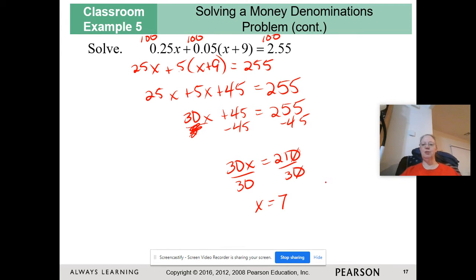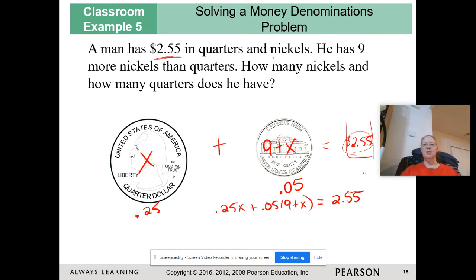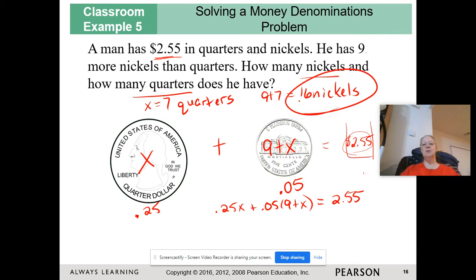And again, we have to make sure we answer the question. So how many nickels, how many quarters? So x was equal to 7, which tells me I have 7 quarters. And 9 plus x is the nickels. So 9 plus 7, or 16 nickels. All right.